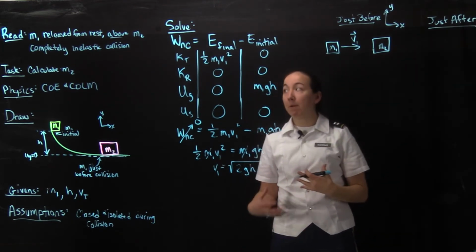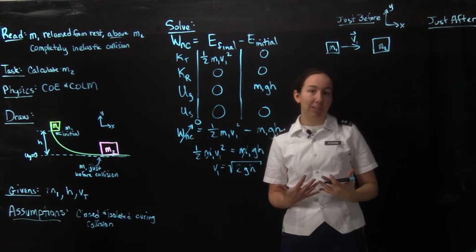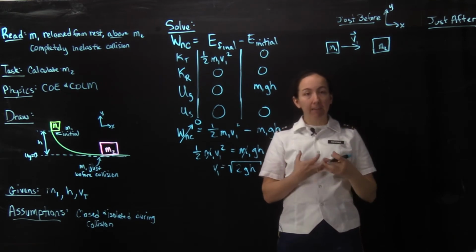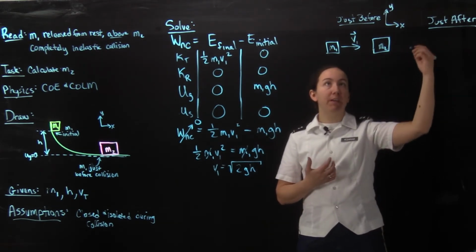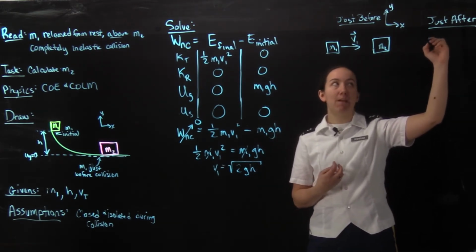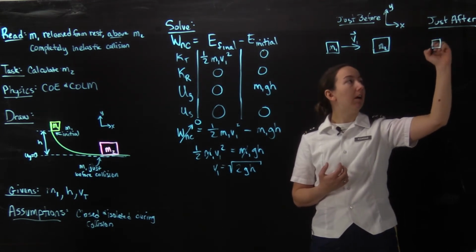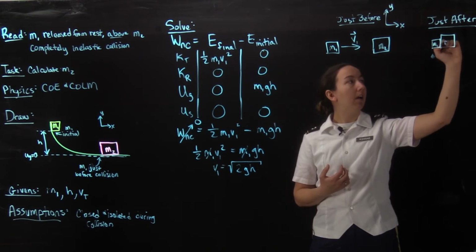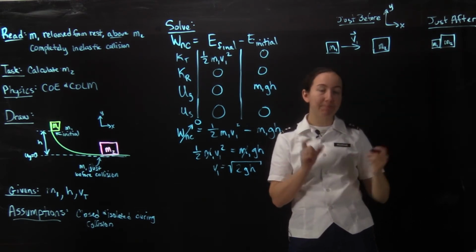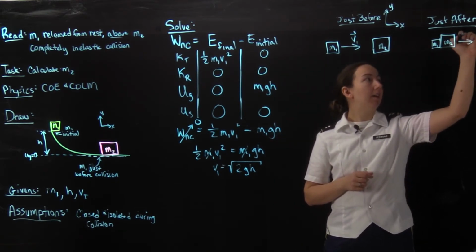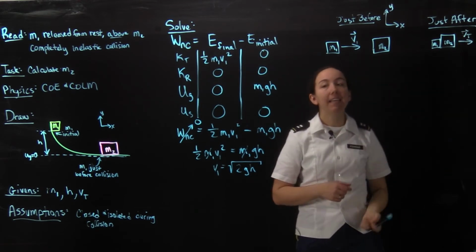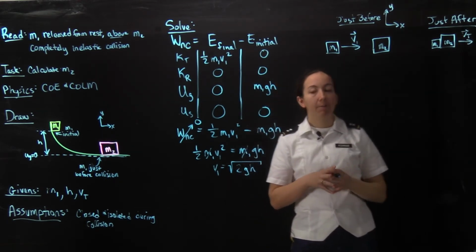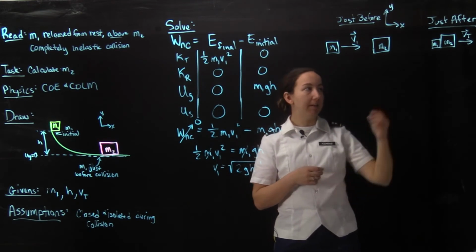We're given in the problem that it's a completely inelastic collision and that they have a combined velocity. So in my just after picture, I'm going to have mass 1 connected to mass 2, meaning they have a combined mass. And they continue to move together with a combined velocity.